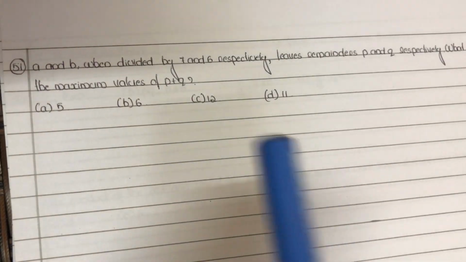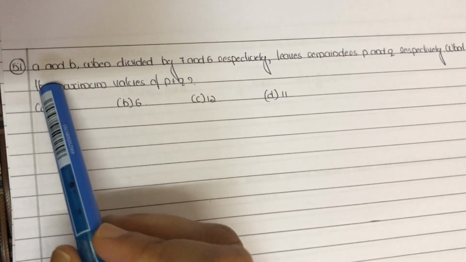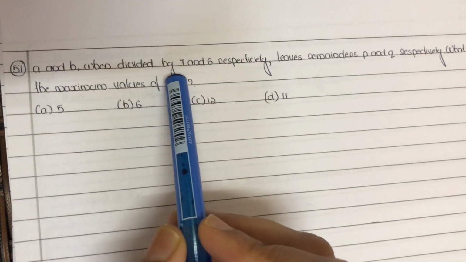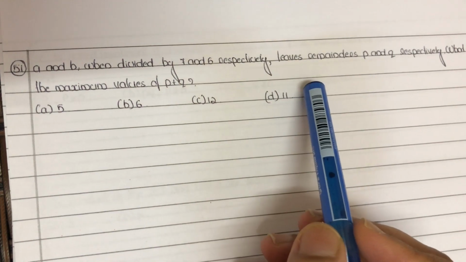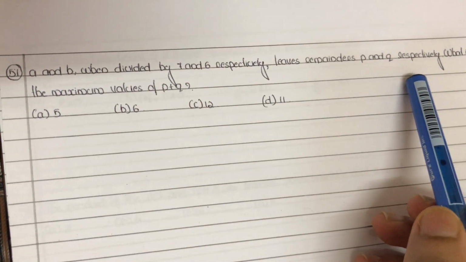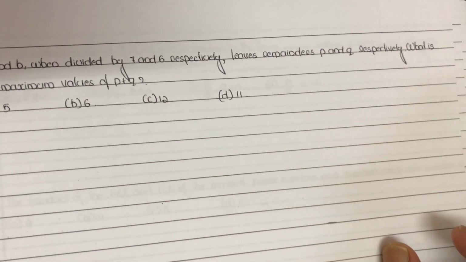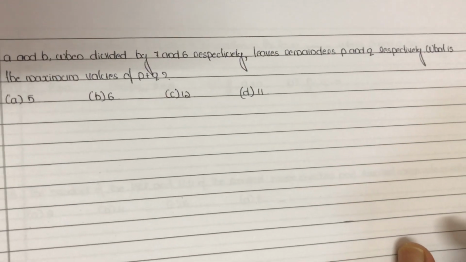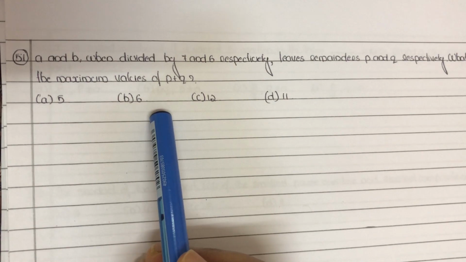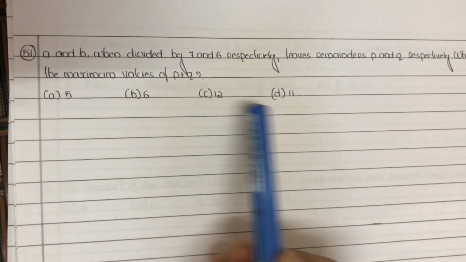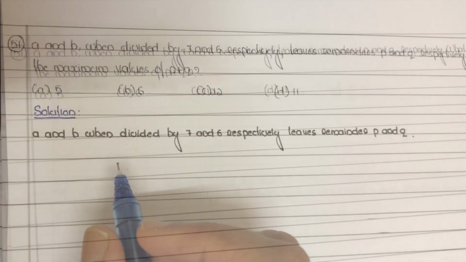Question number 15.1. A and B, when divided by 7 and 6 respectively, leave remainders P and Q respectively. What is the maximum value of P plus Q? Option A 5, option B 6, option C 12, option D 11.